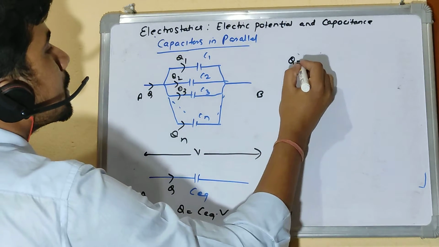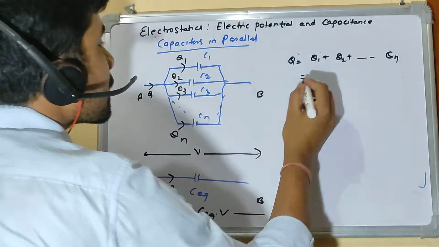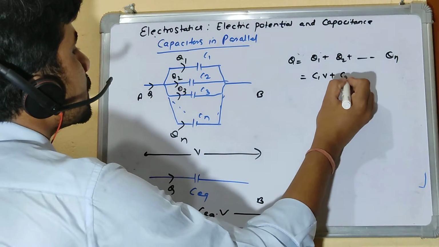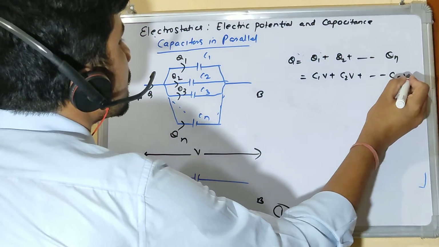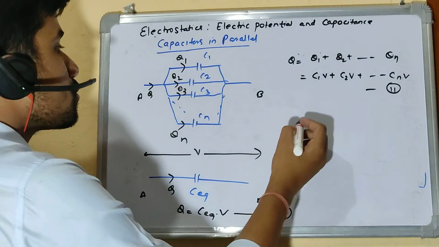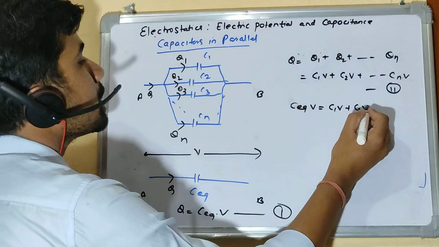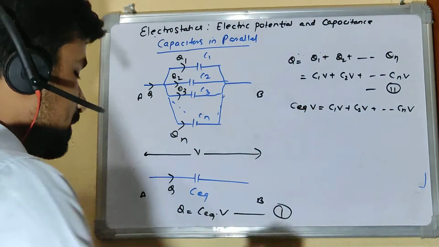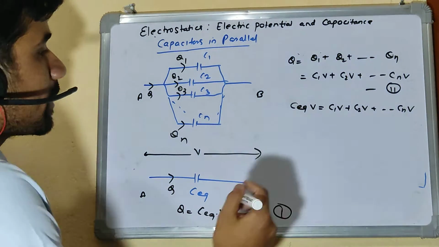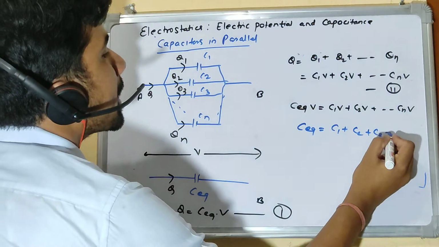Q here is the summation of all these distributed charges till Qn, right? And you know Q equals CV. So this is C1V plus C2V till CnV, right? This is equation 2. You see 1 and 2. Q is the same on the LHS, right? So C equivalent V will be equal to C1V plus C2V till CnV, right? Now if you cancel out all the V's, you see the equivalent capacitance is actually the algebraic sum of all individual capacitances in parallel.